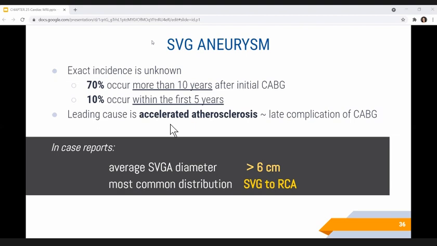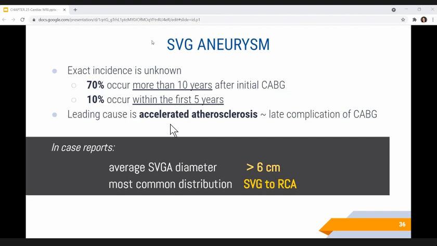Now we move on to aneurysms of the saphenous vein graft. This usually occurs within the first 5 years in approximately 10%, or in nearly 70%, they occur more than 10 years after the initial CABG. It is primarily due to accelerated atherosclerosis, so we can surmise that it is a late complication of CABG.